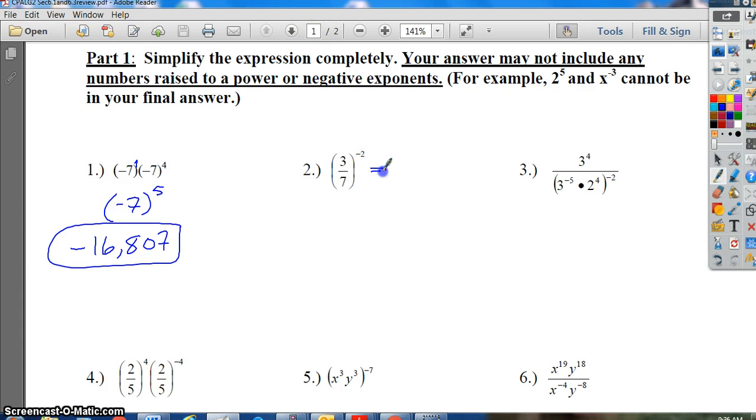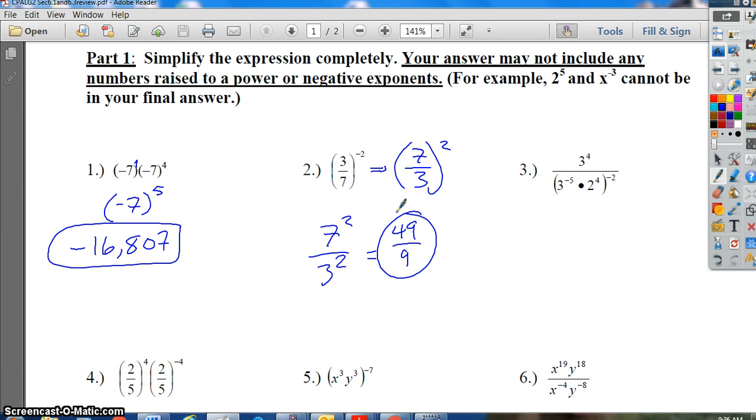Negative exponents, going to flip this guy, 7/3. And then I'm going to square both things. This is 7 squared, 3 squared, which is 49/9. Impossible to reduce. Number 3, I've distributed my -2.